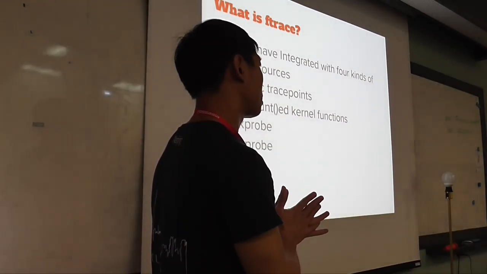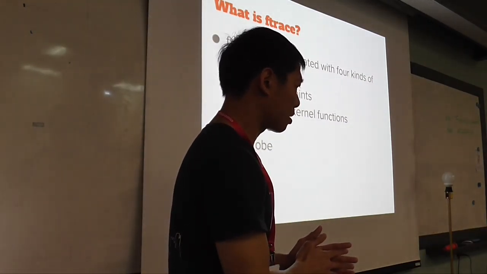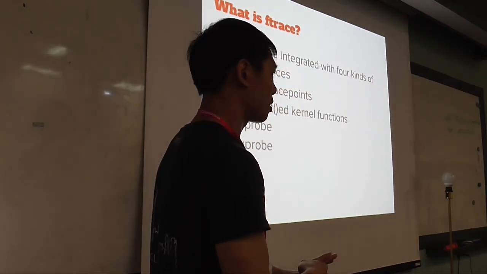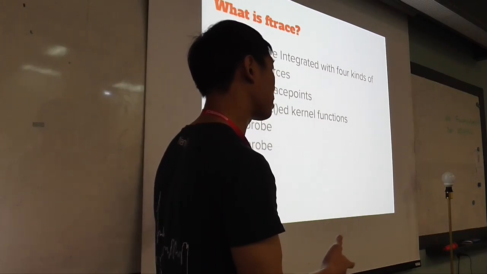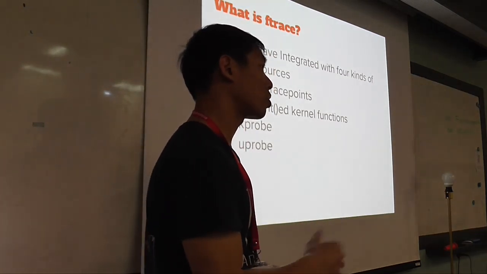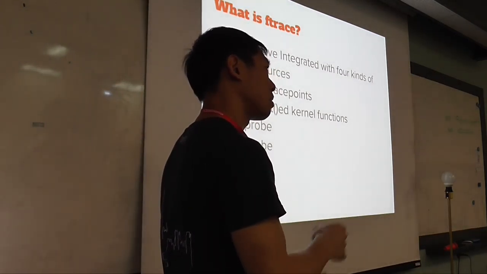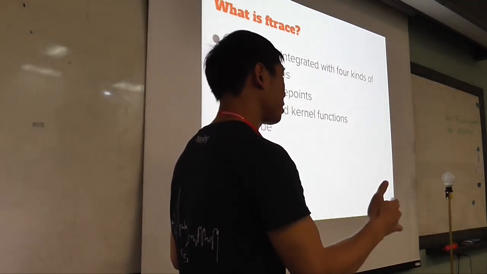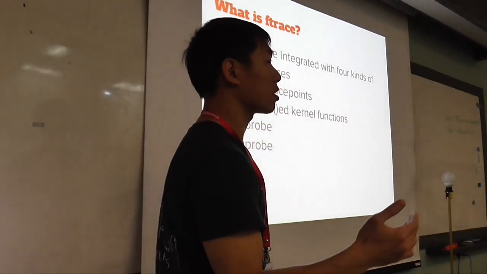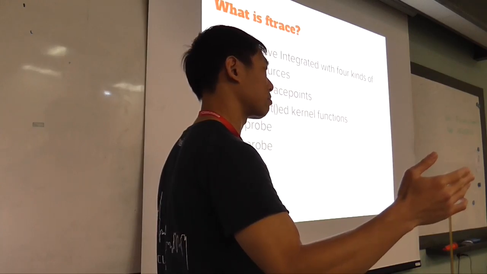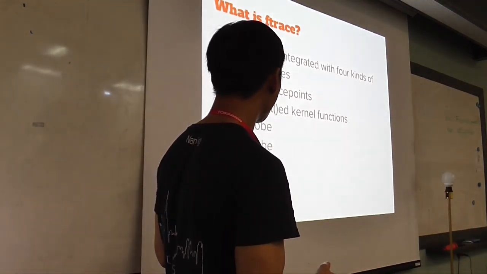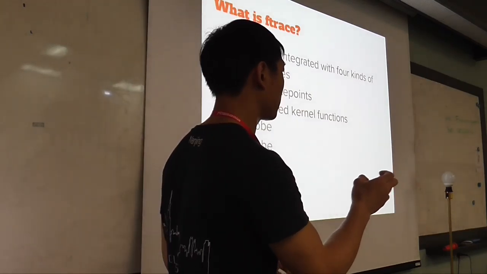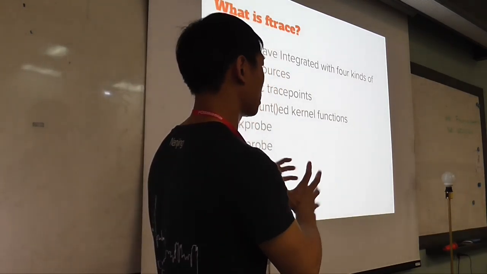The event source comes from four kinds of mechanisms. One is the predefined static trace points, which are defined by kernel developers in every subsystem, and grouped by the same name.